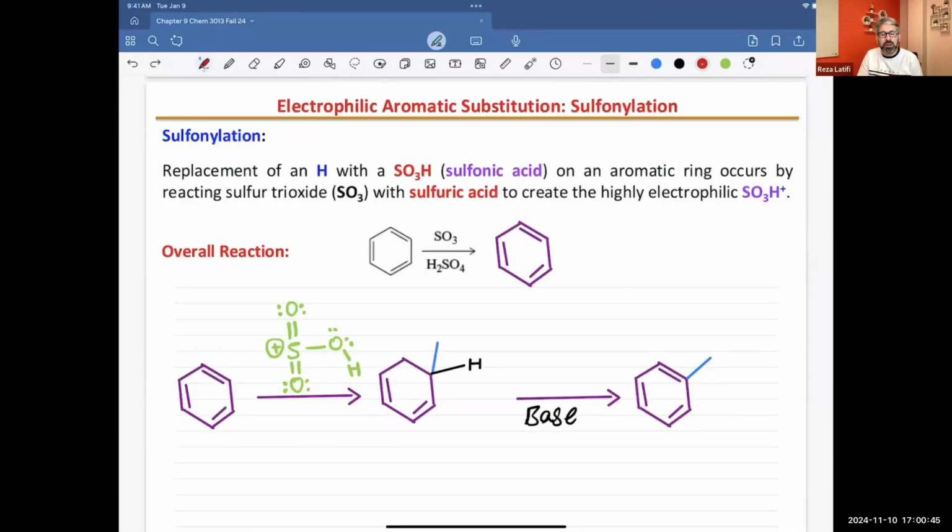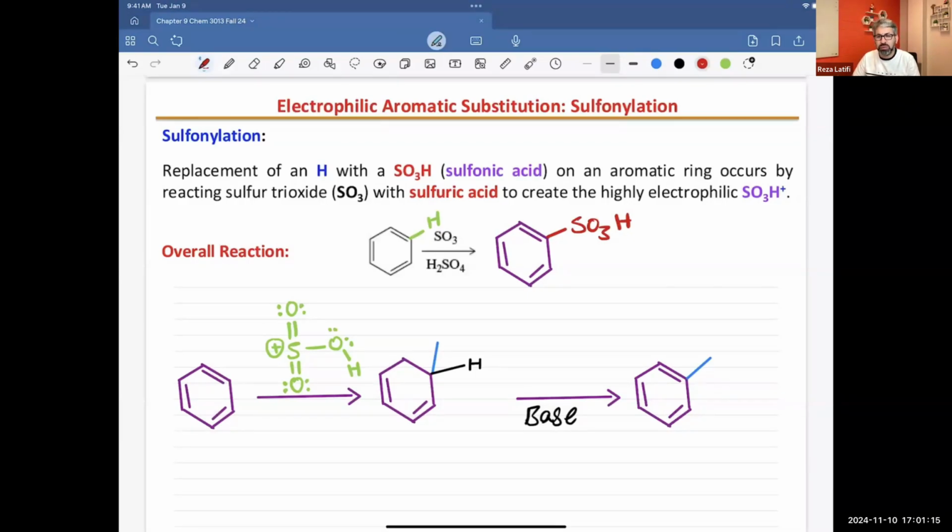I want to practice a couple more chemical reactions for the benzene molecule. We are trying to replace a hydrogen atom by some substituent. The first reaction is going to be sulfonation. Technically, we are taking a hydrogen atom on the benzene molecule and replacing it by SO3H. The starting point of the reaction is mixing sulfuric acid with sulfur trioxide.